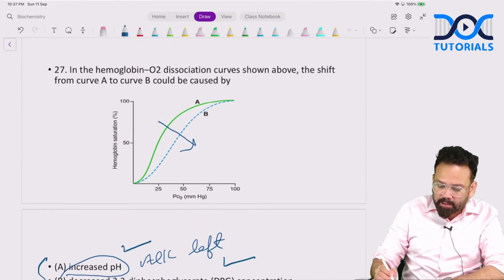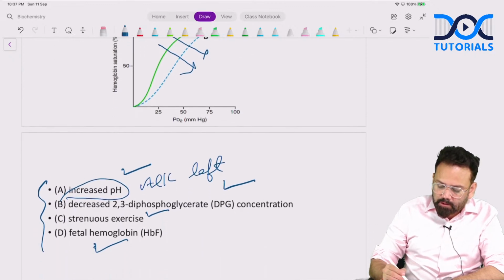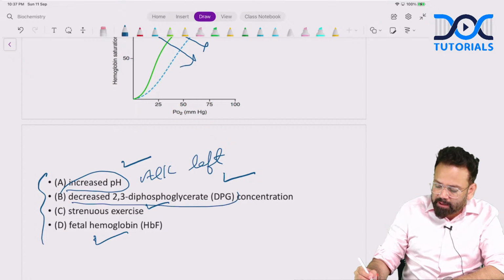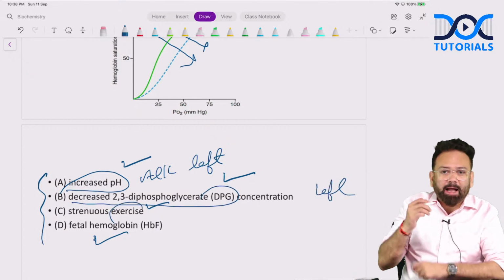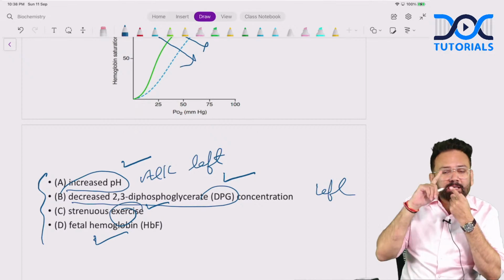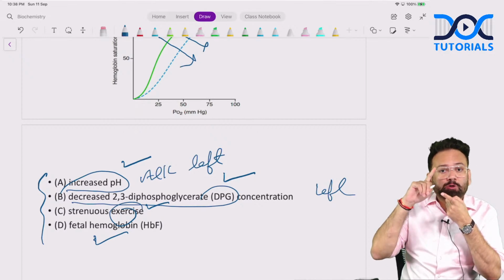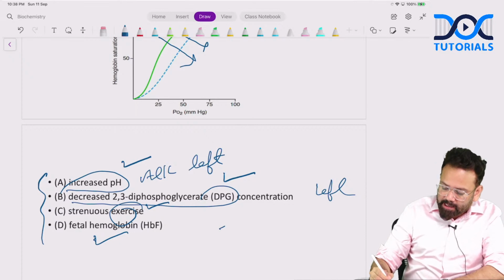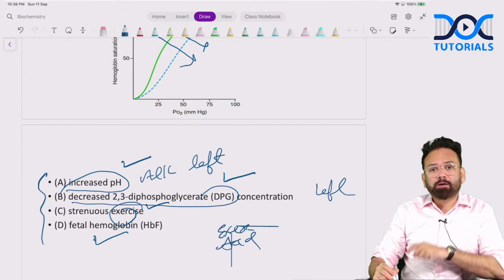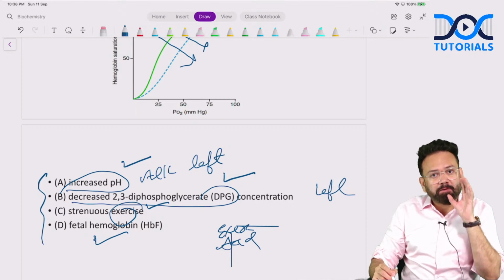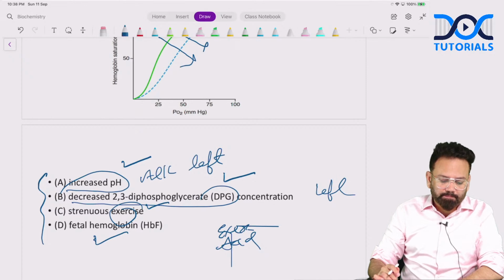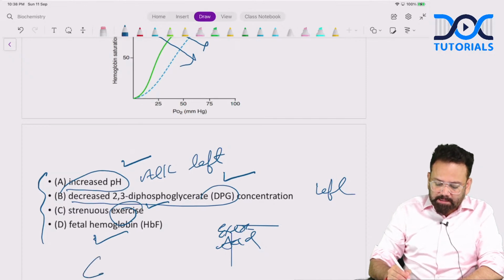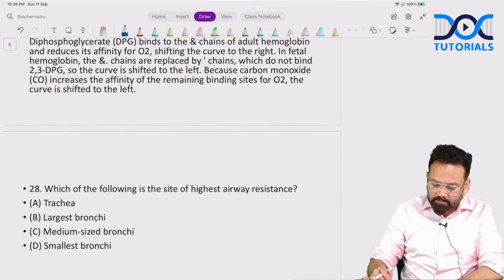From A to B is the right shift. Decreased 2,3-DPG will again cause left shift. Exercise will need more oxygen. Exercise, acidosis, increased 2,3-DPG, increased P50 will cause right shift. Okay. So, answer is C, strenuous exercise.